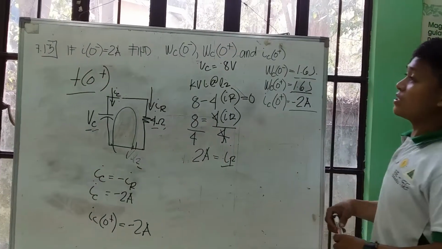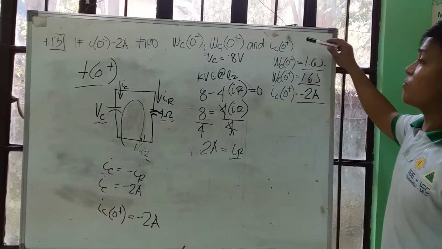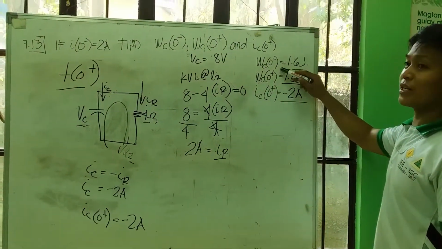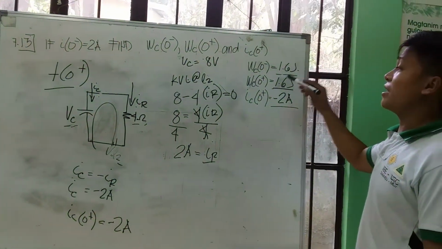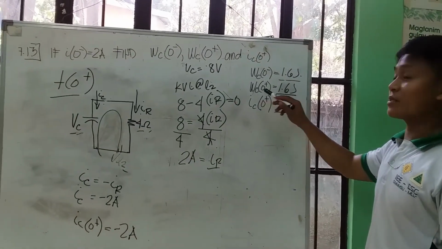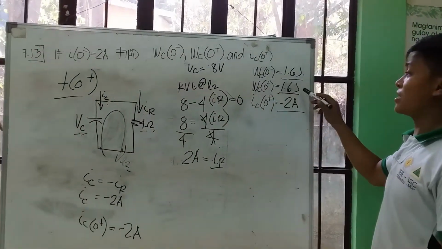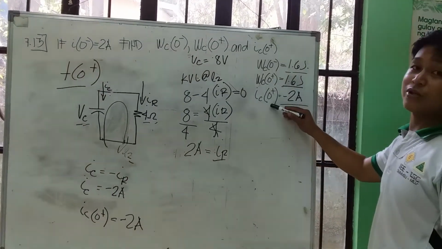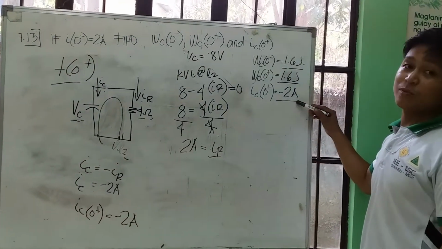Now we answer the problem. The work at the capacitor at time t equals 0 negative equals 1.6 joules, and the work at the capacitor at time t equals 0 positive equals 1.6 joules. And the current at the capacitor at time t equals 0 positive equals negative 2 amperes.